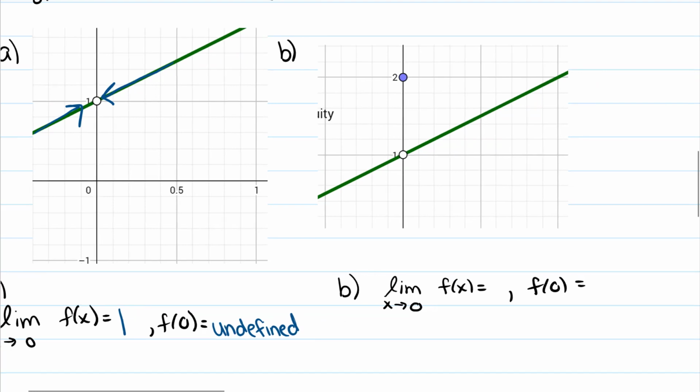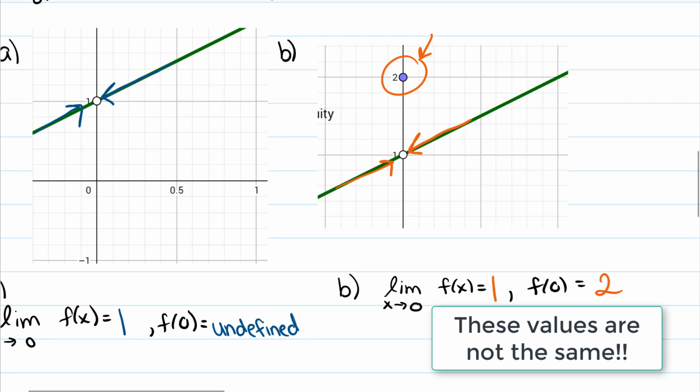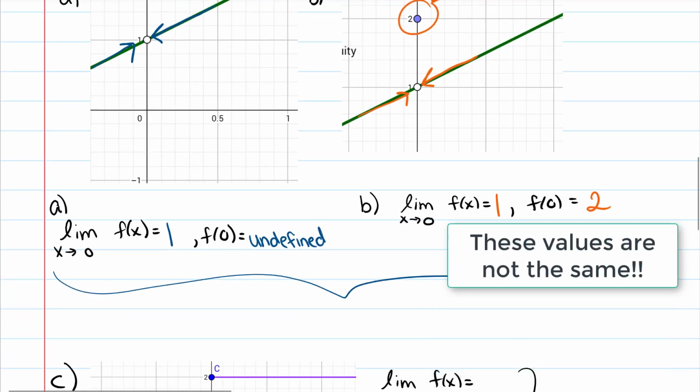Looking at part B, however, the limit as you approach 0 is also 1. However, f of 0 is this point right here, which is 2. But notice that these are not the same. And this is a very big deal because if the limit is not the same as the evaluated point, then that means that the function is not continuous. That's the definition. And we call both of these removable discontinuities.